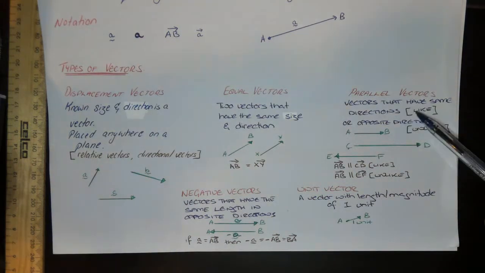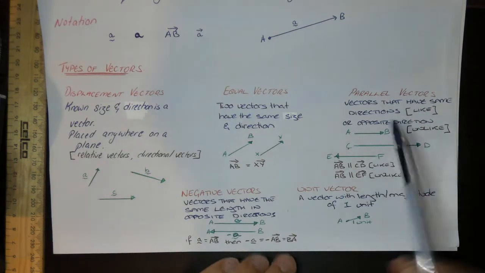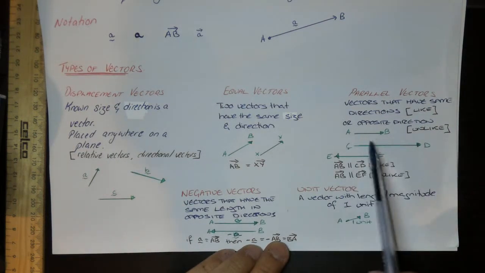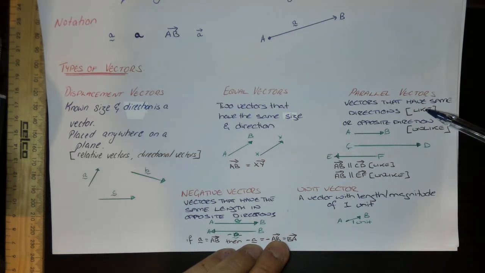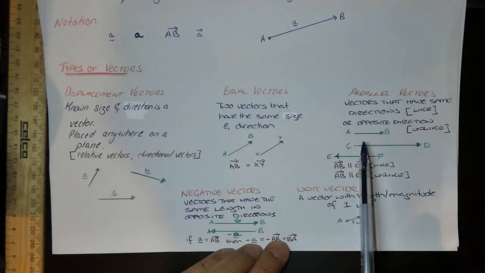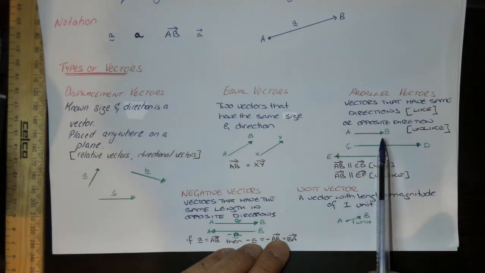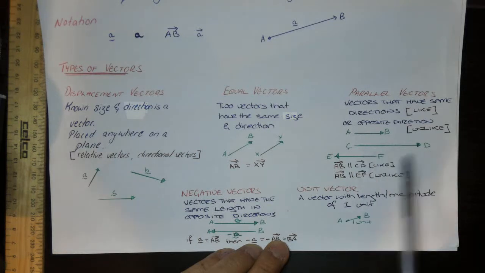We can have parallel vectors, so vectors that have the same direction. If they have the same direction, they are like, but if they're in opposite directions, they are unlike, but they are parallel. So AB and CD, because they're both going east, are like vectors, but EF is unlike, but parallel to AB and CD.